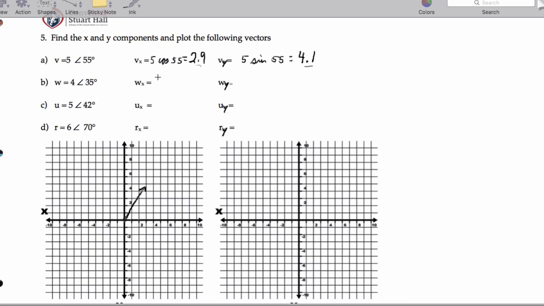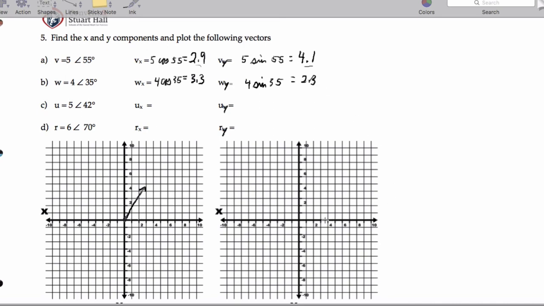Let me just do one more of these. So this will be 4 times the cosine of 35. So I take 35, I take the cosine, I times it by 4. That's going to give me 3.3. All right, similarly here, I'm going to take 35, the sine of it, times 4. So again, 4 times the sine of 35. And that's going to end up giving me 2.3.